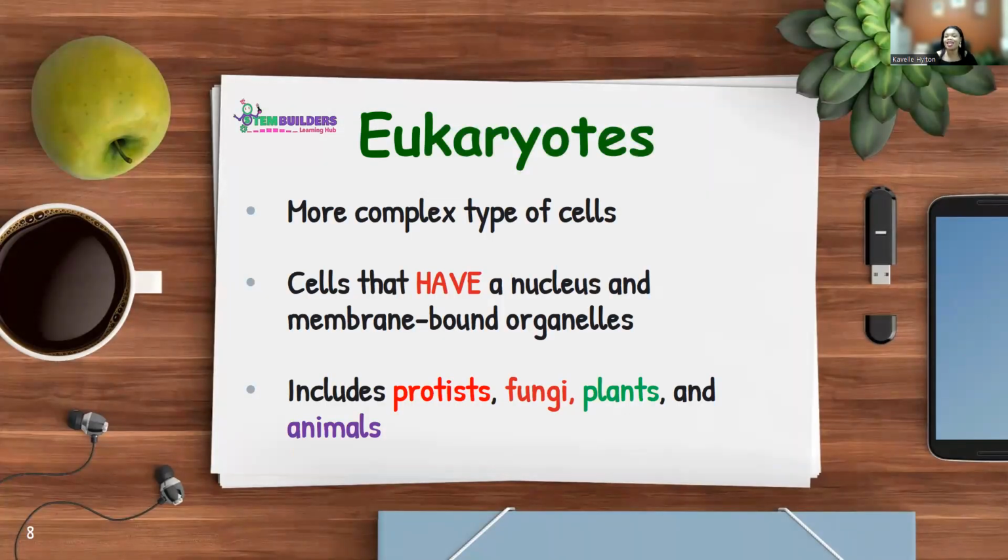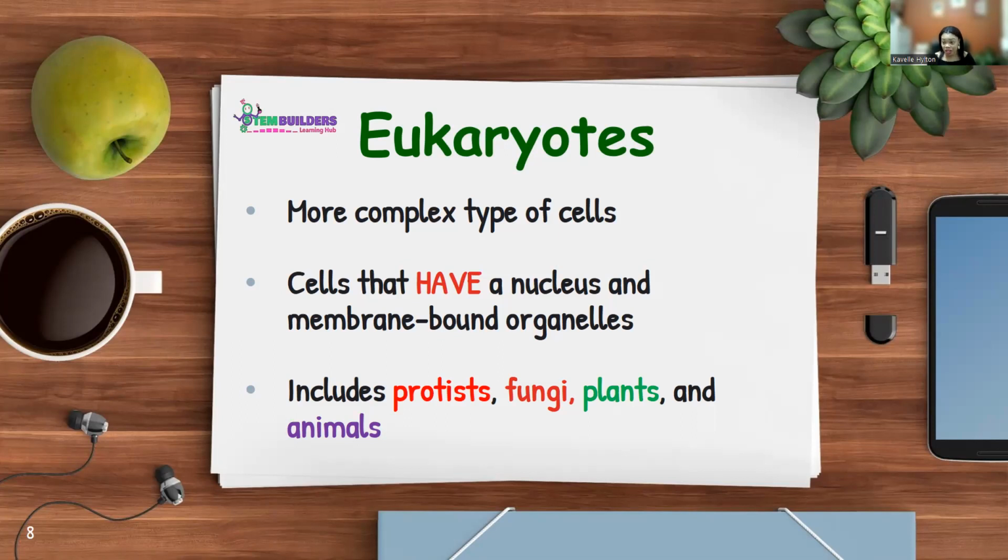Eukaryotes, on the other hand, came after the prokaryotes. And so they actually have a nucleus and membrane-bound organelles. It's like everything that the prokaryotes did not have, eukaryotes have it. So eukaryotes are more complex. Remember before we said prokaryotes were simple. So they're the opposite of prokaryotes. So eukaryotes are more complex.